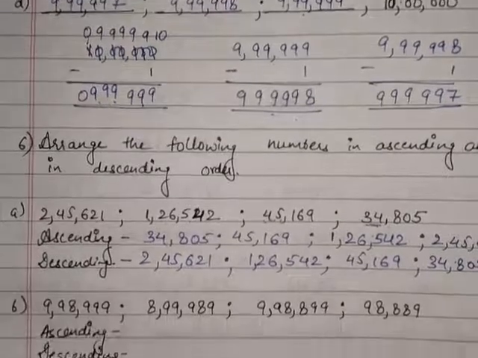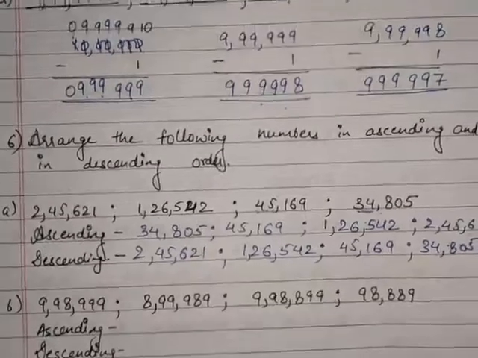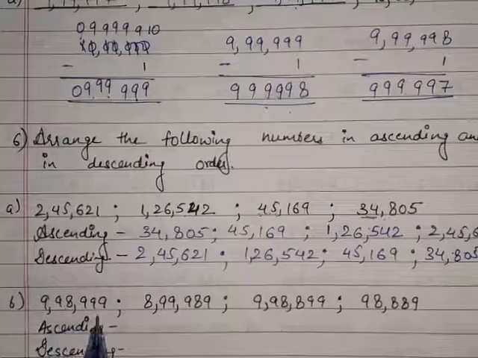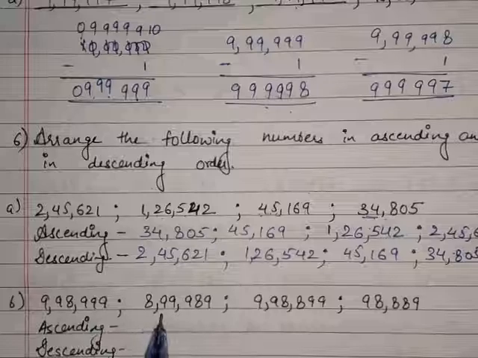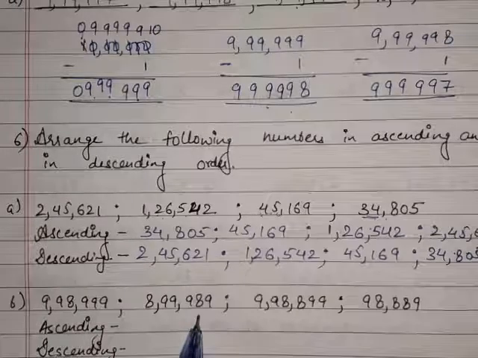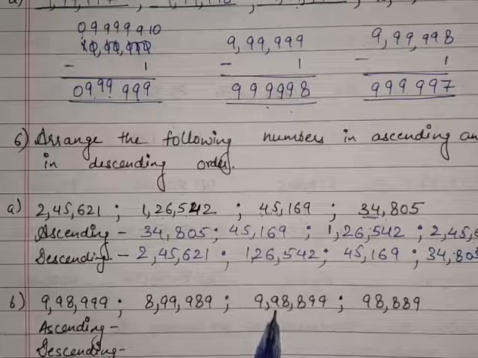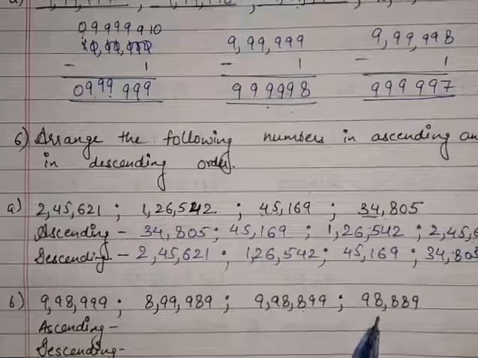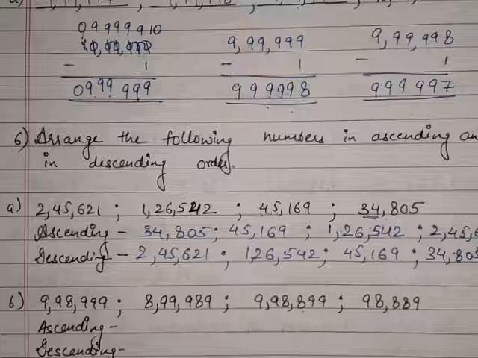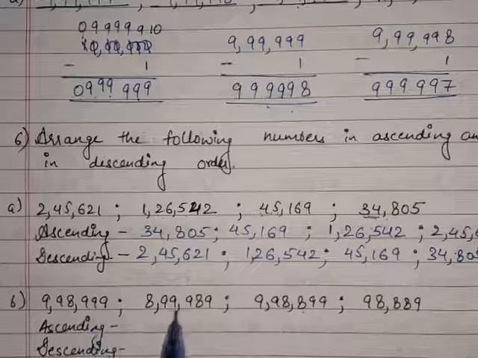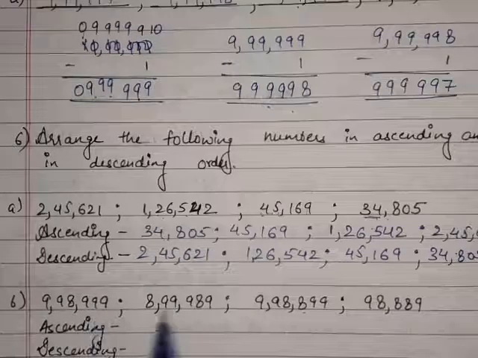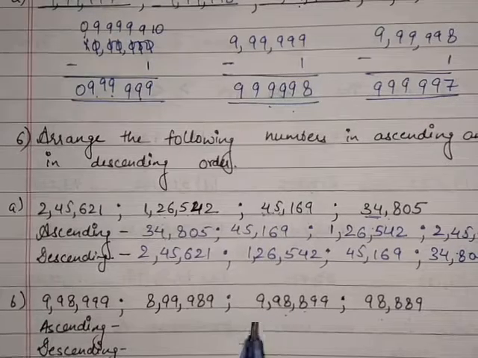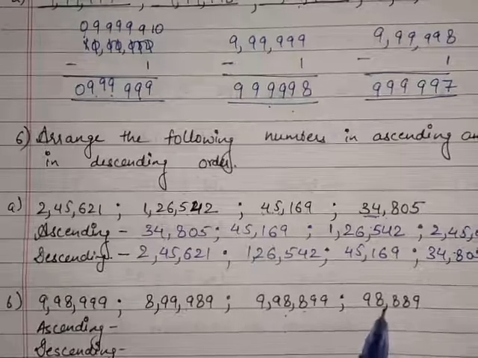Okay, now what is our B question? We will see the B question. B question is given. See, 9,98,999, then 8,99,989, then 9,98,899, then 98,889. See, we can see that these three numbers are the 6-digit number. What are they? They are the 6-digit number, and this one is the 5-digit number.